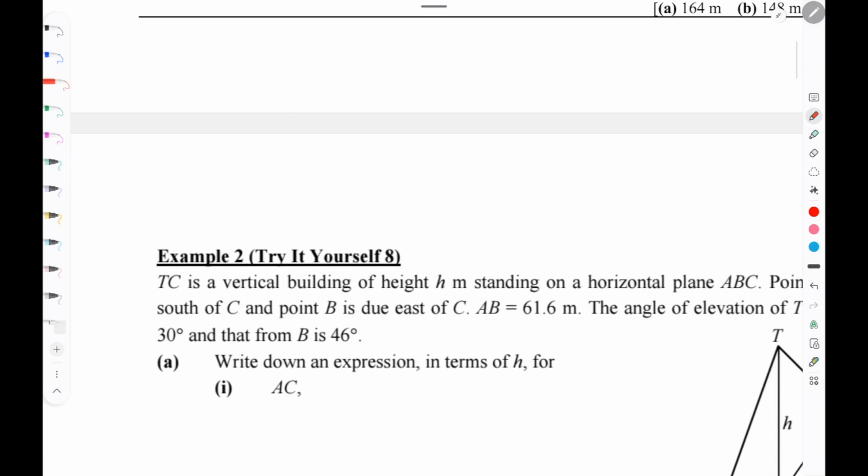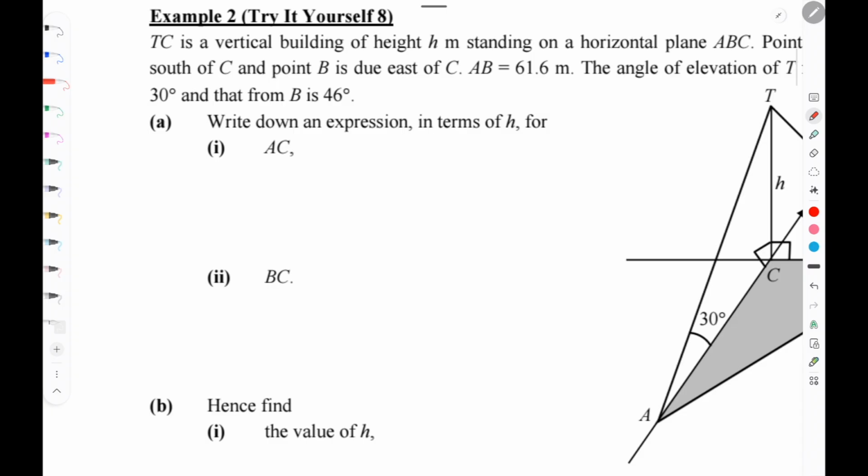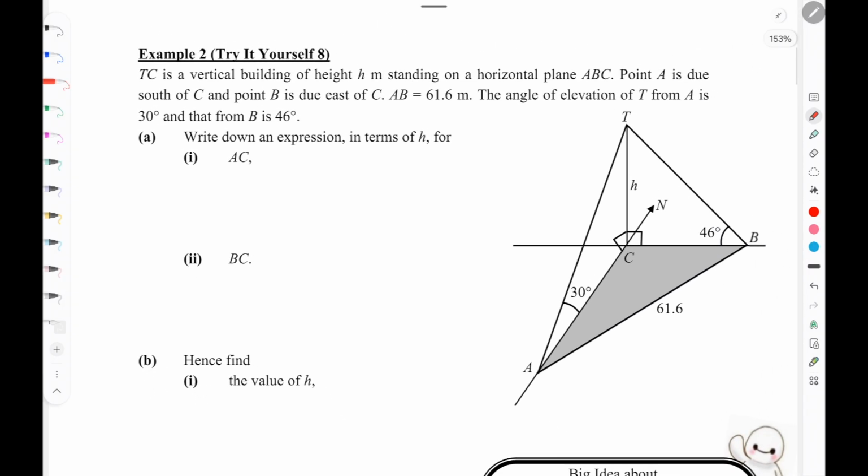So moving on to the next question. Example 2. Write down the expression of H. I think everything else is already in the diagram, so there's no need to read. So write down expression of AC. Where is AC? AC is this one over here. How do I find AC?